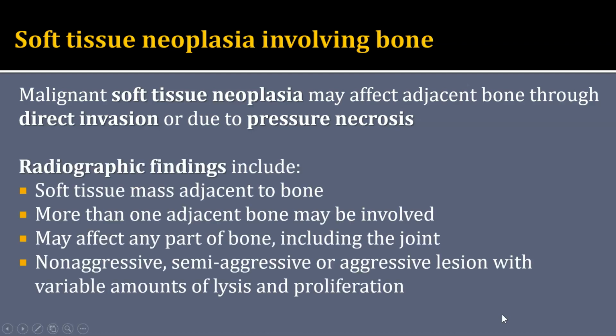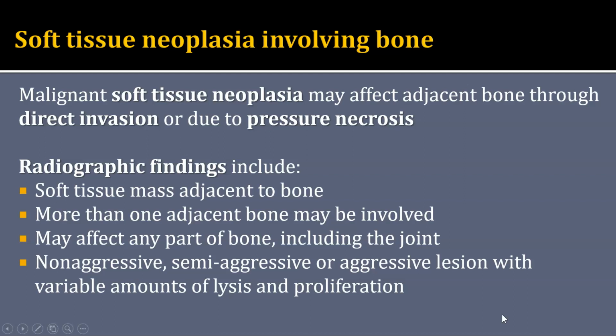Radiographic findings include a soft tissue mass that is adjacent to the bone. And then when you look at the bone adjacent to that mass, there may be more than one bone that is actually involved, but they're going to be regionally involved, and it can affect any part of the bone. So even though we're talking about diaphysis, metaphysis, and physis, certainly it could affect the epiphysis or the joint. And then the radiographic changes may be non-aggressive, semi-aggressive, or aggressive, and have variable amounts of lysis and proliferation.